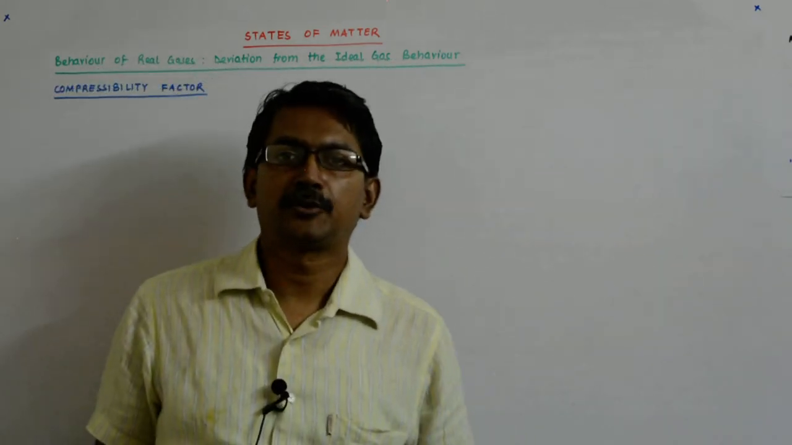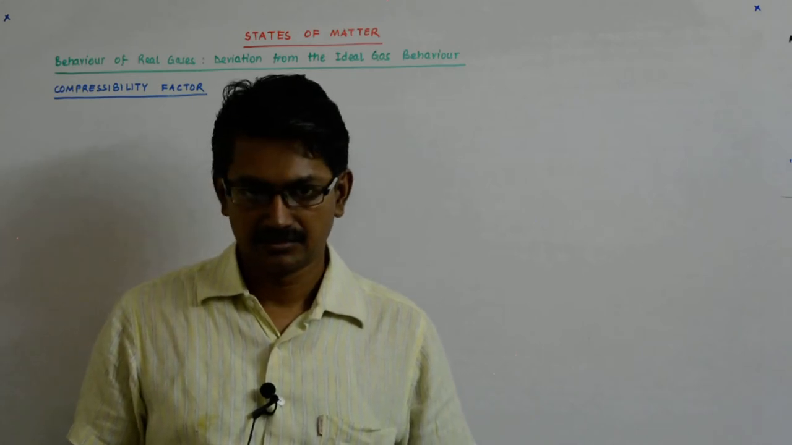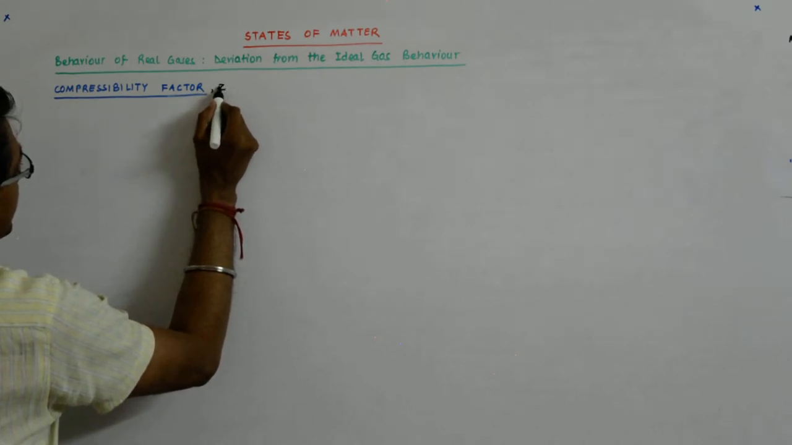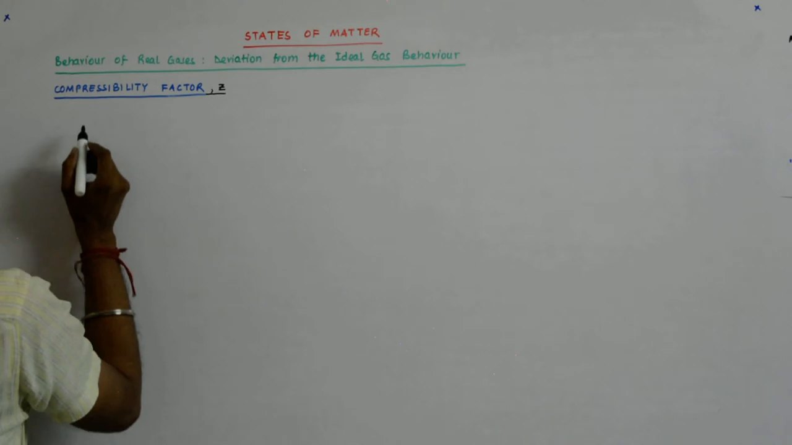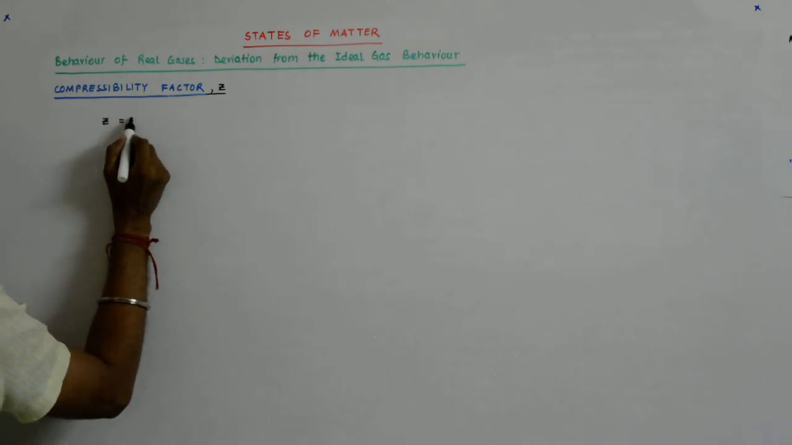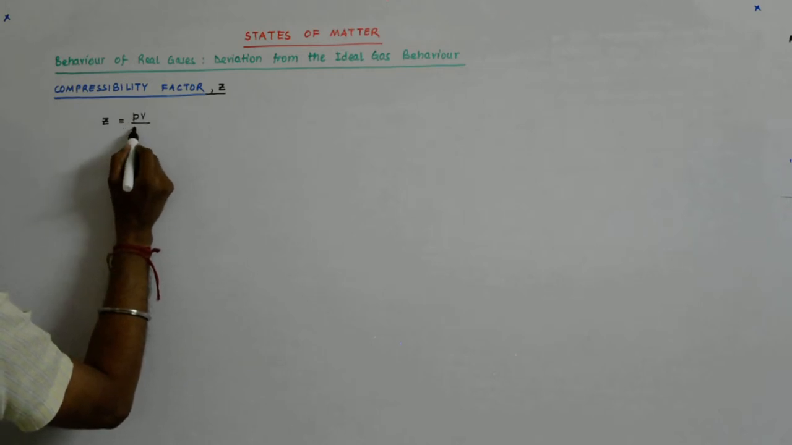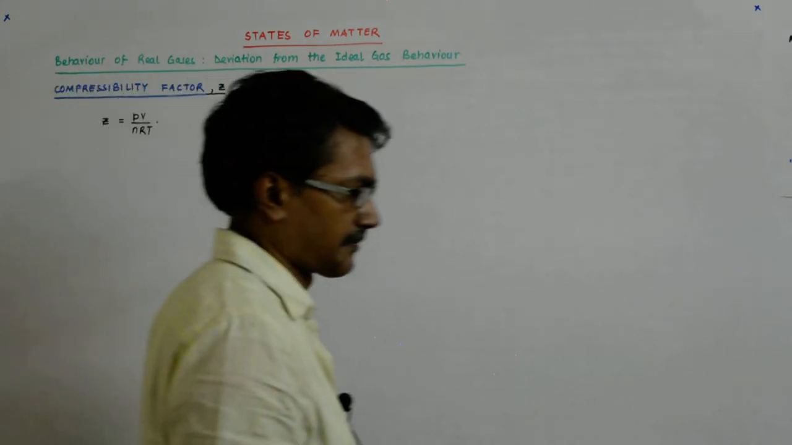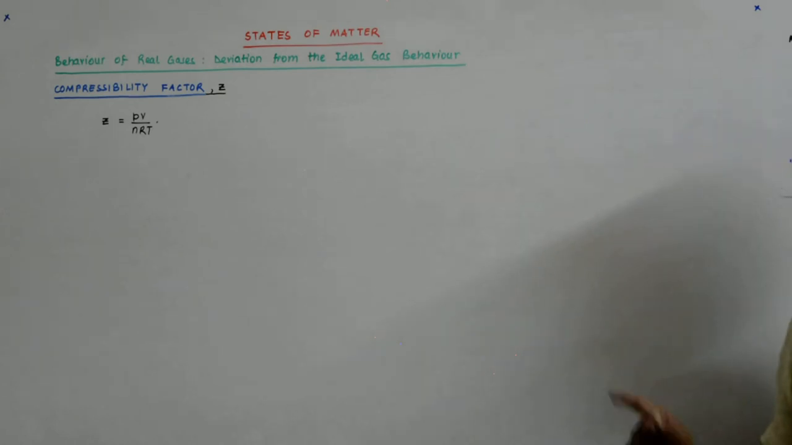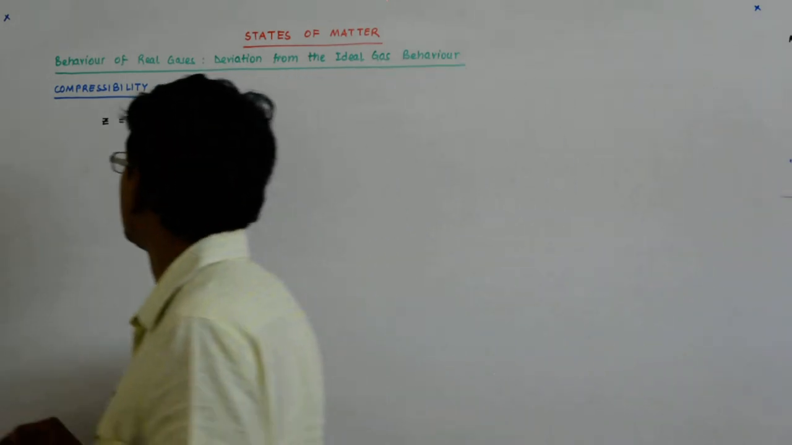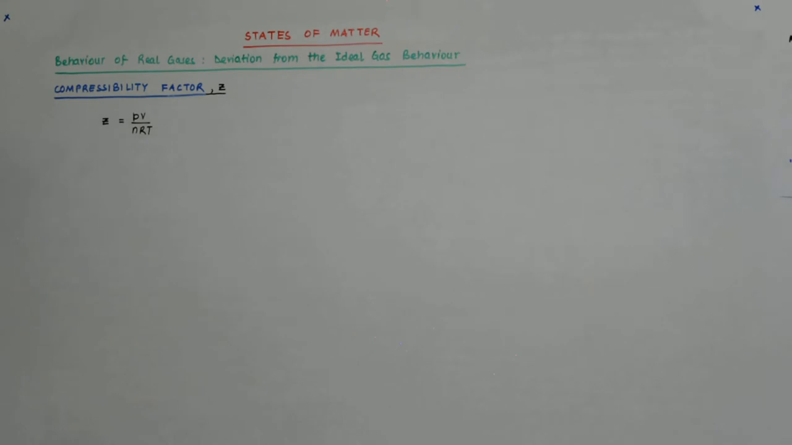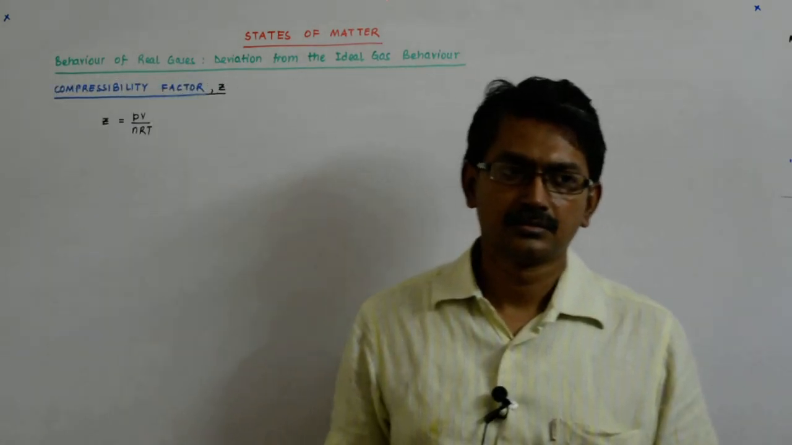Now we come to a concept called compressibility factor, which is denoted by Z and which is defined as PV upon nRT. These are the observed values.